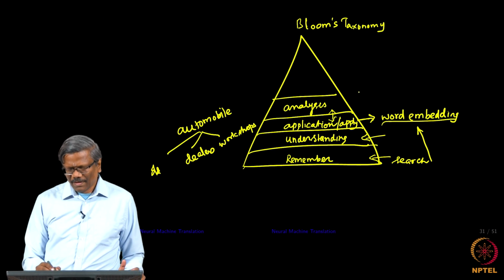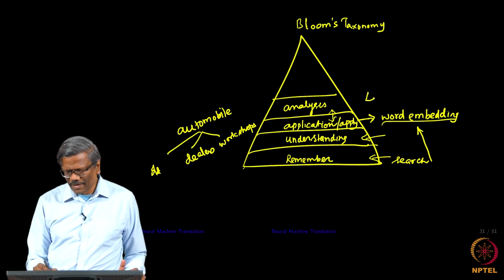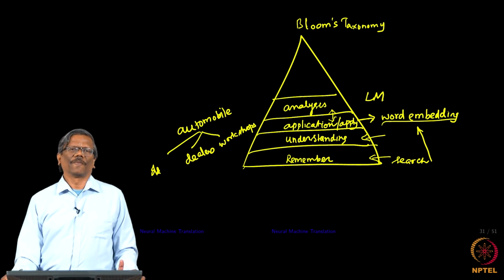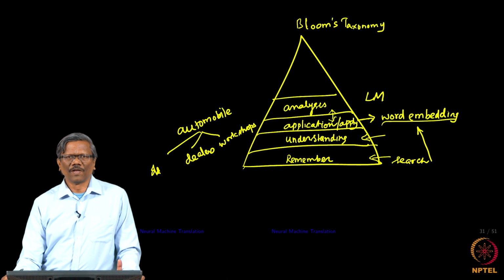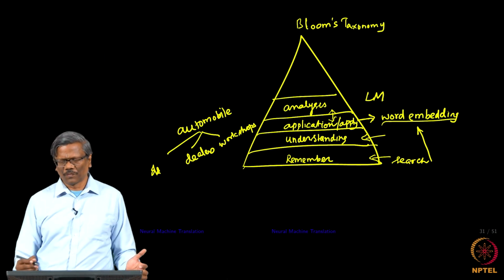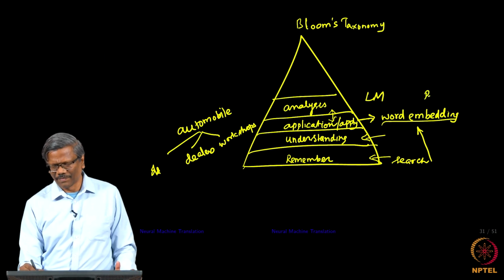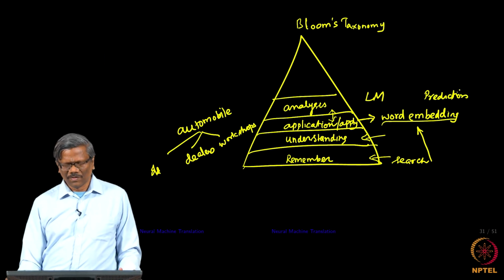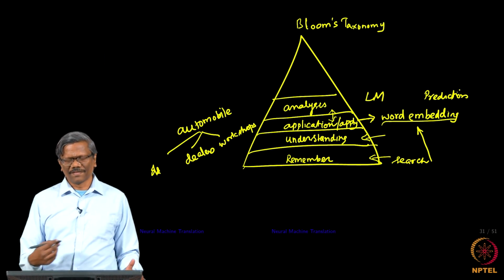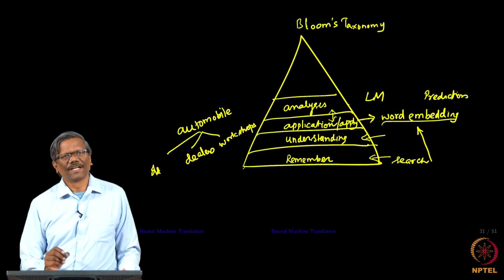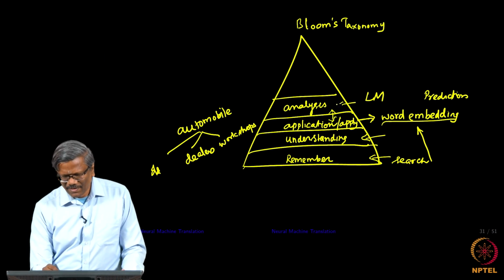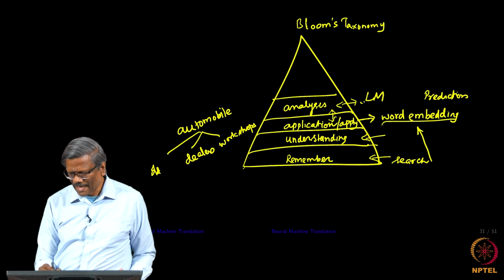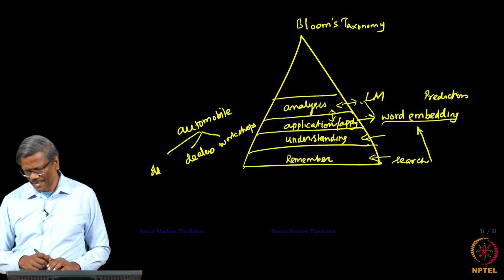For example, in the language modeling, right. So, it read all the documents belonging to a corpus and then tried to find out what could be the next word, right. It is a prediction type. So, for that it does a lot of analysis as part of the training process, right. So, we can relate the Bloom's taxonomy of analysis to both language modeling as well as word embedding there.